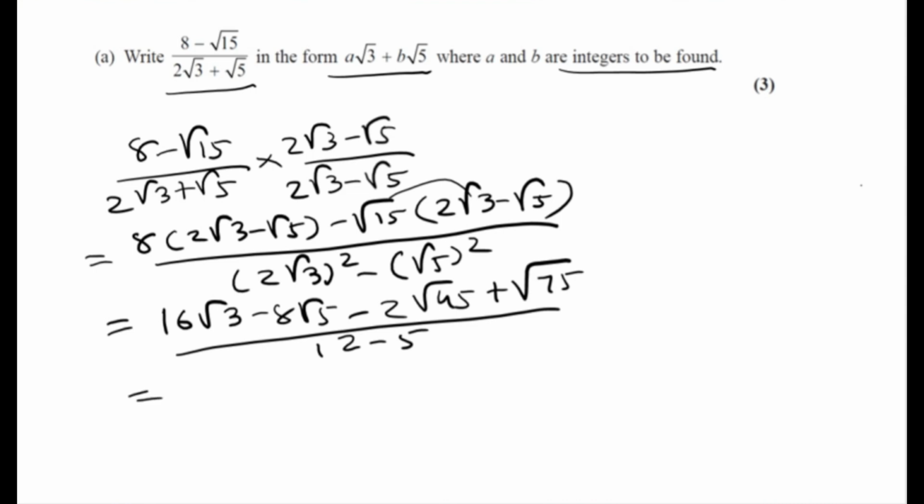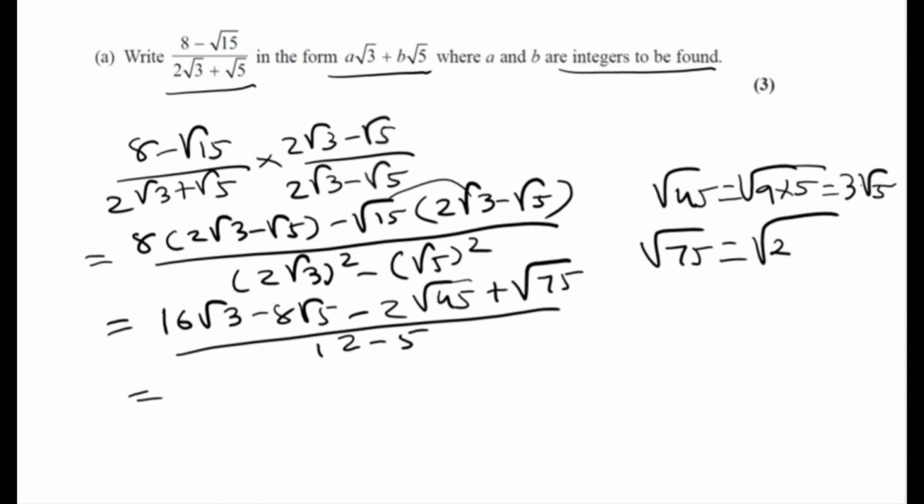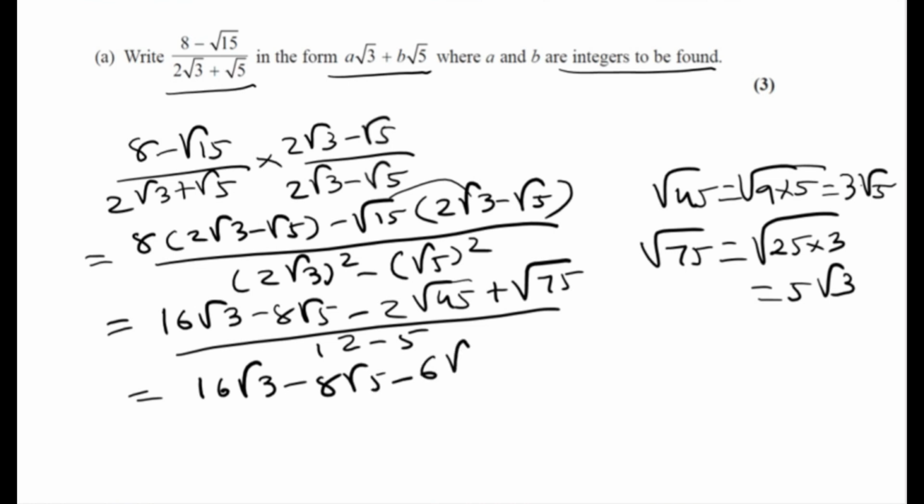Now we have to convert root 45 and root 75 into simplest form. So we know root 45 is equal to root of 9 times 5, which will give me 3 root 5, and root 75 is root of 25 times 3, which will give me 5 root 3. I will substitute here. So 16 root 3 minus 8 root 5 minus 2 times 3, which is 6 root 5, plus 5 root 3, over 12 minus 5, which is 7.